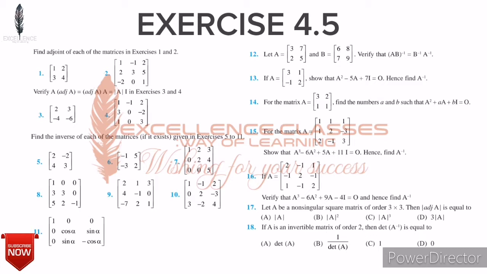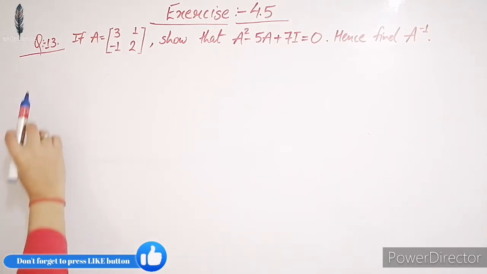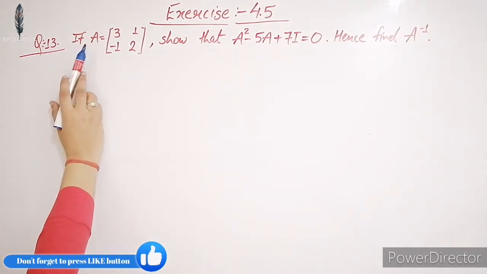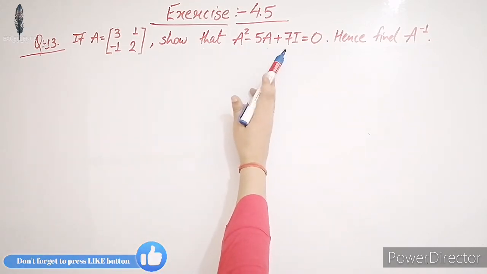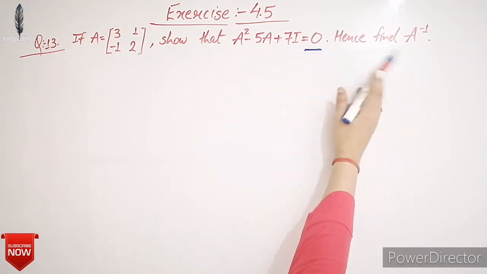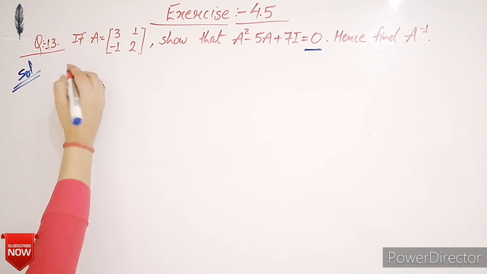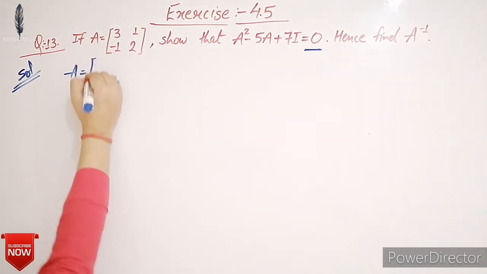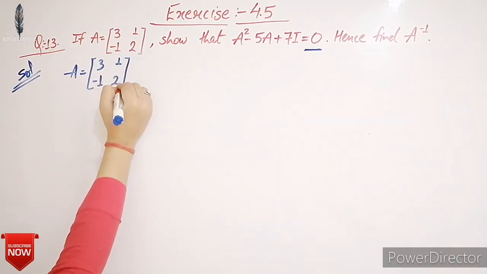Today we are going to discuss exercise 4.5, questions 13 to 18. Okay, so here we have question number 13. If A equals [3, -1; 1, 2], then we have to show that A² − 5A + 7I = O, where O is a null matrix, hence find A inverse. Let's solve it. Here the given matrix is [3, -1; 1, 2].